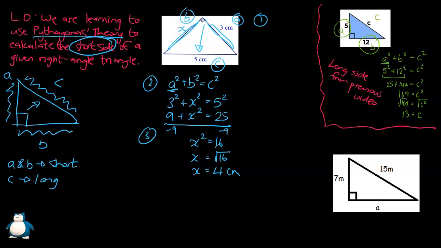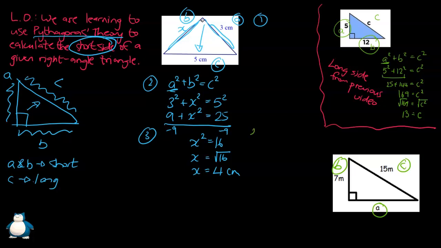But let's look at the next one here. First step, label the sides. The two sides that join together to make the right angle are the short sides, A and B. We've already got A labeled here, so we'll leave that as A, and 7 is going to be B. The long side, which is opposite the right angle, is going to be the C side of the triangle. So that's the first step done.